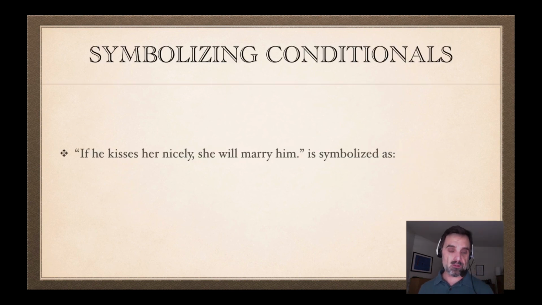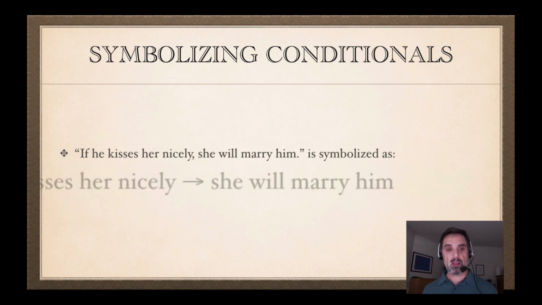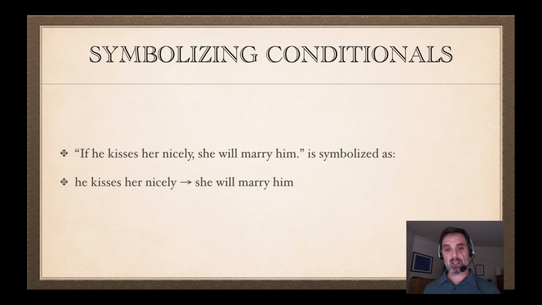So what we've said so far about symbolizing conditionals, as far as translating them into our symbolic language, is this. If he kisses her nicely, she will marry him. How do we symbolize that? Well, we put the antecedent, which is the if part, which is he kisses her nicely, on the left side of the arrow, before the arrow, and we put the consequent, which is the then part, after the arrow. But as it turns out, this is an incomplete symbolization. How is it an incomplete symbolization? Well, we'll see that in the next video.